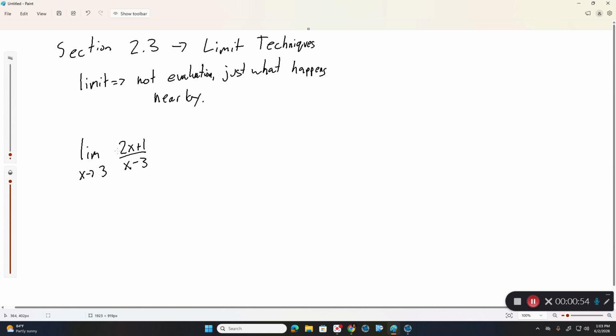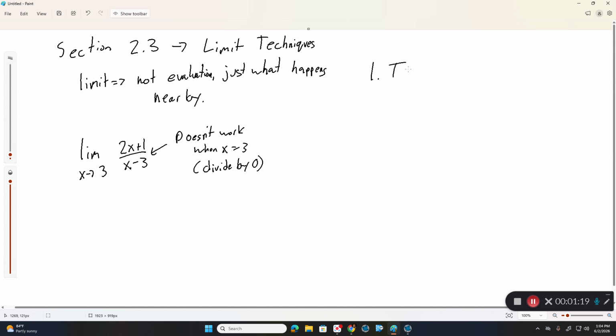Note, we cannot directly plug x equals 3 into this. It doesn't work when x equals 3 because we're going to divide by 0. So the question becomes, what can we do? Well, sometimes we can take a limit. And so the idea is, how can we directly prove this?